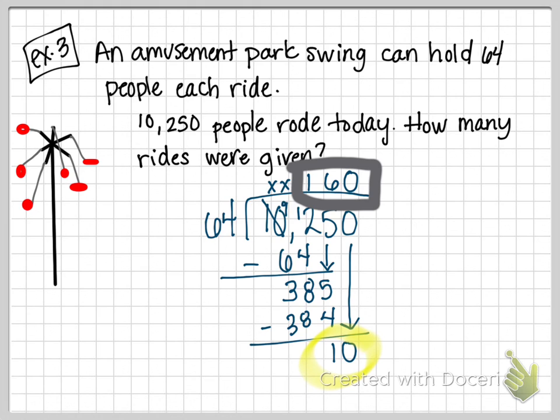But what does this 10 represent? 10 more people that also rode the ride. It just wasn't full. Right? But we were told that there were 10,250 people that rode. So there were 160 rides that were full, 64 people. And then there was one last ride, maybe at the very end, and it only had 10 people. That's our remainder. Does that make sense? So technically there were 161 rides, but they weren't all full because one only had 10 people. But it had to still be a ride, right? Just not full. Does that make sense? Yeah, you got it. Okay.